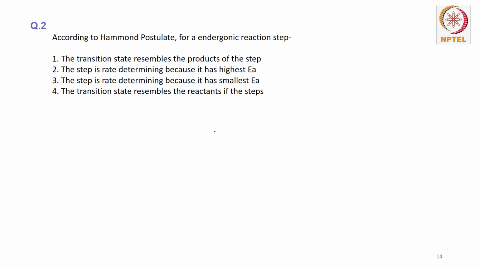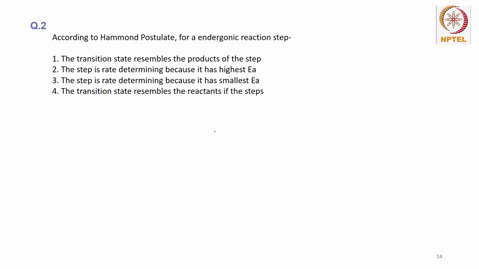According to Hammond postulate, for an endergonic reaction. Endergonic means whichever reaction absorbs energy, that can be heat or any kind of energy. If it is absorbing heat only, that is called an endothermic reaction. Endergonic means it is absorbing energy, that can be in form of heat, light or anything. So in a general way we are just saying it endergonic. So for this type of endergonic reaction, they have given 4 options.